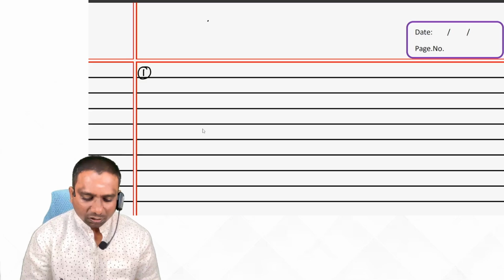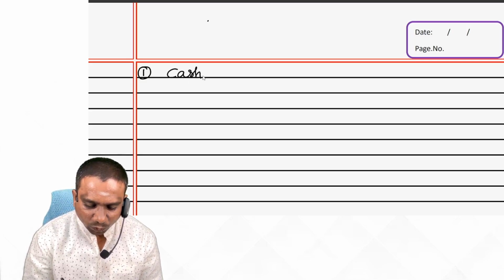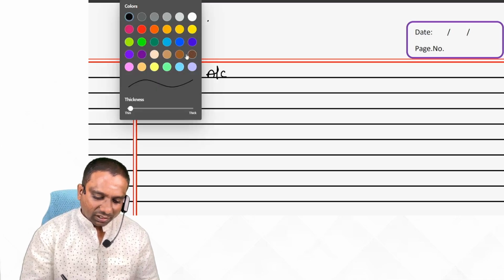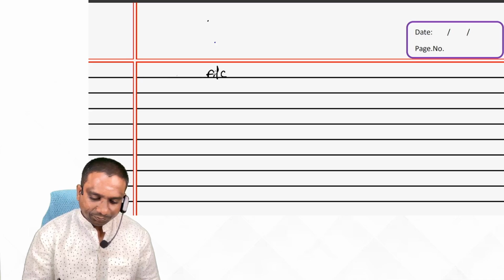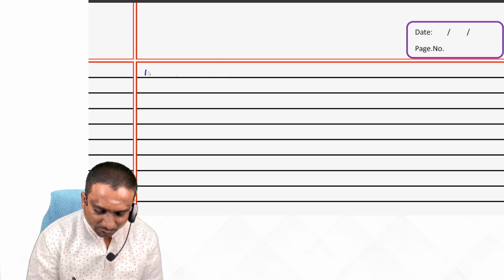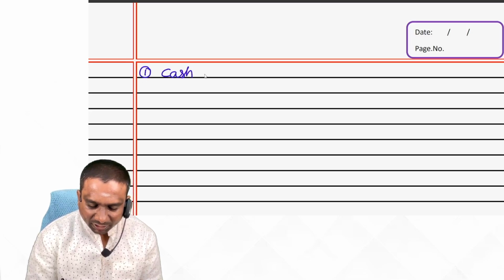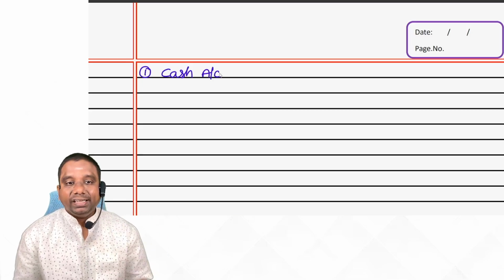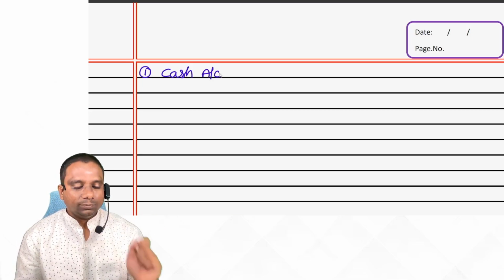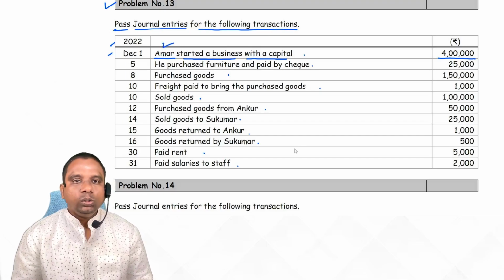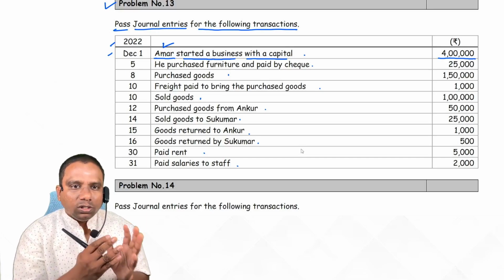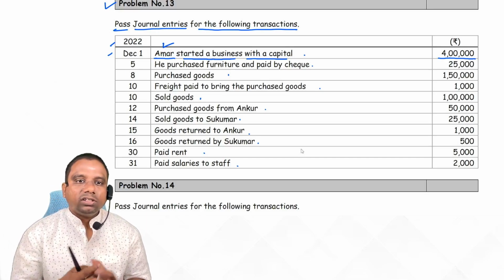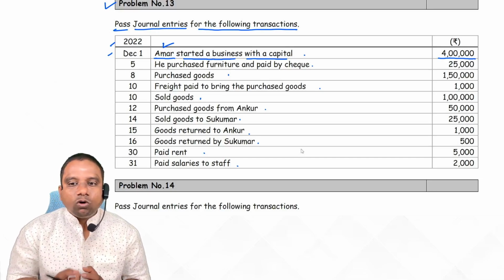Identify. What is the receiving aspect? Cash. So we write the cash account first. This is the receiving aspect, cash. And what is the giving aspect? At present, we are not giving anything. Then who is the giver? Amar. Who is Amar? Owner of the business. Yes or no? So whatever the owner gives to the business, we record it as capital.